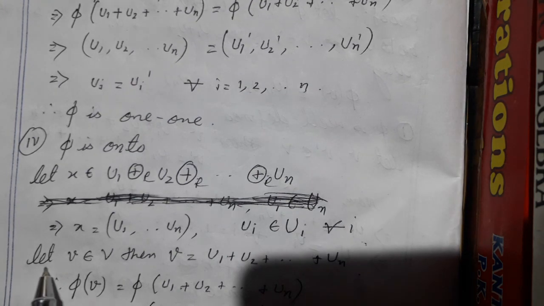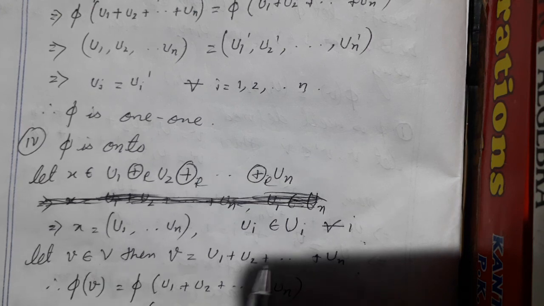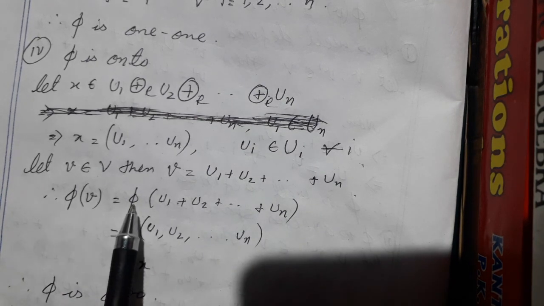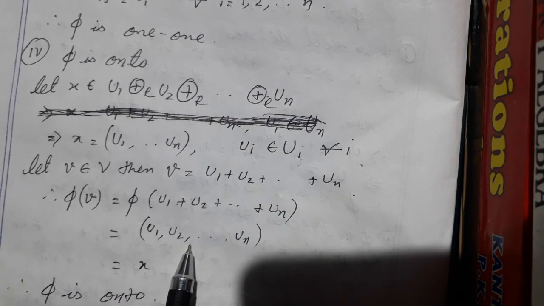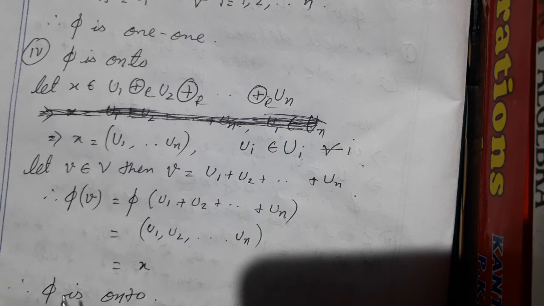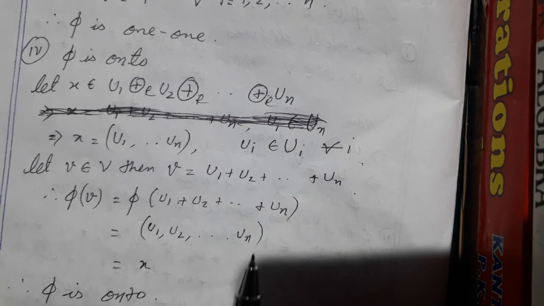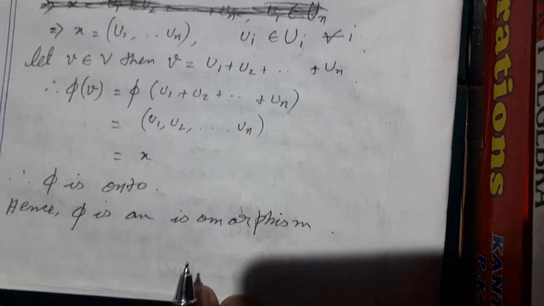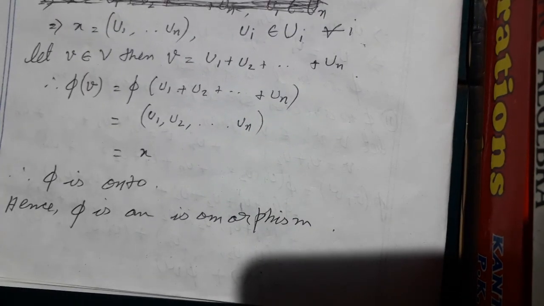So I take one element V in the internal direct sum, then V can be written as a linear combination of this. So phi of V is phi of this, which is equal to this, which is equal to x. That shows that phi is onto. Hence phi is an isomorphism. So we have shown that the internal direct sum is isomorphic to an external direct sum. Thank you.